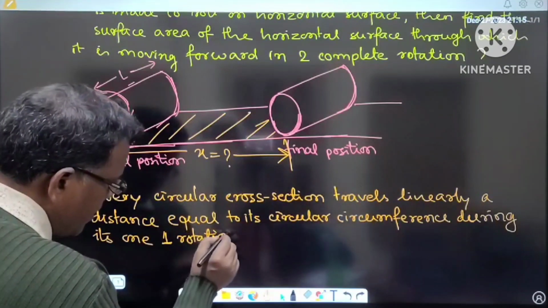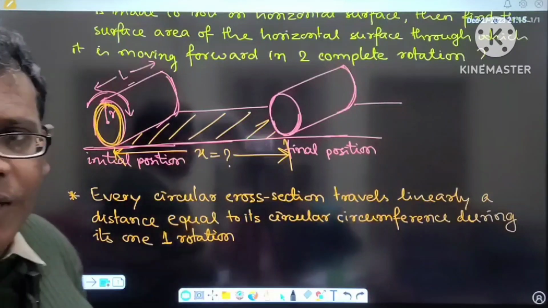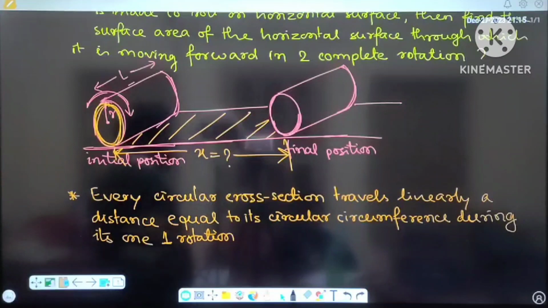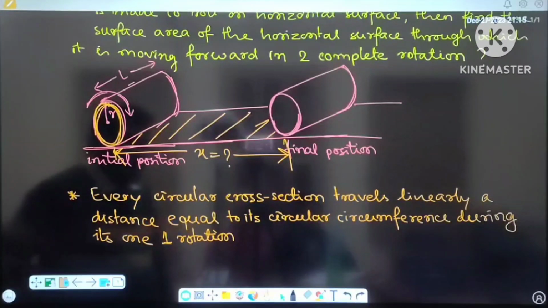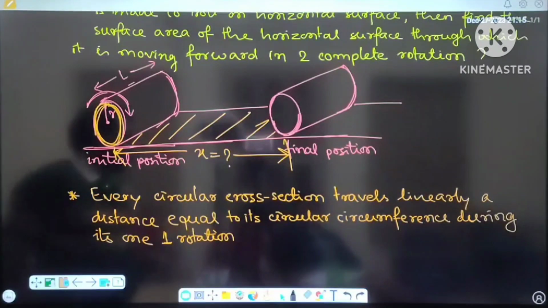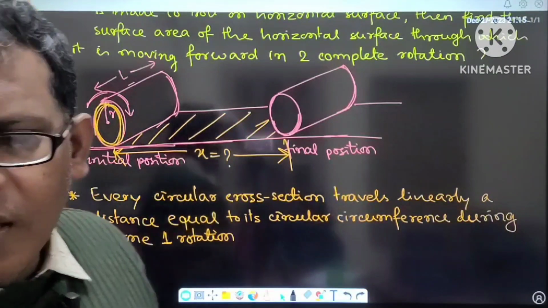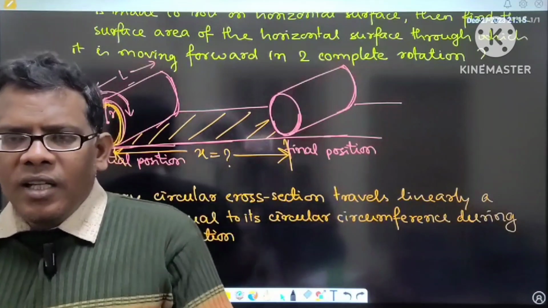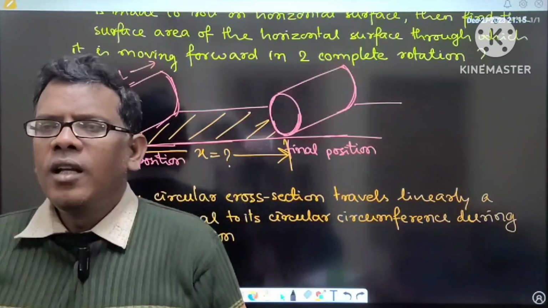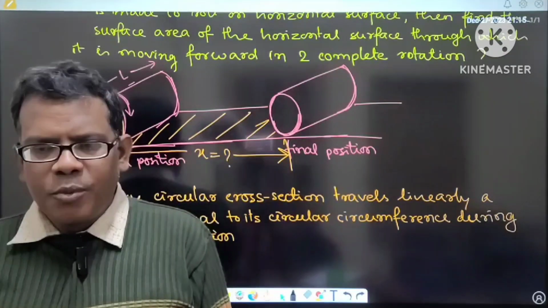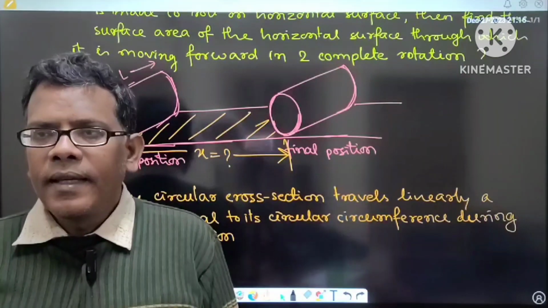For any circular cross section body, whether it is a ring or a disc or a cylinder, by what distance will it travel in the journey of completing one rotation? It will travel forward equal to 2 pi r, because its circumference is 2 pi r, isn't it? What is the circumference measurement of a circular cross section? Isn't it 2 pi r? Yes or no? Tell me.